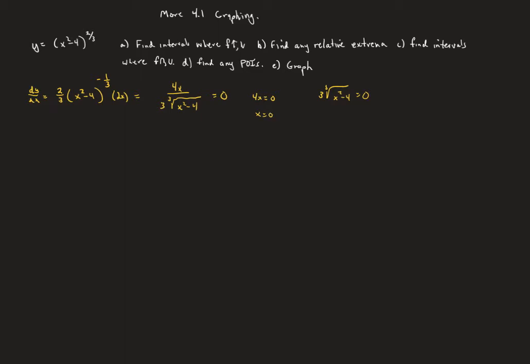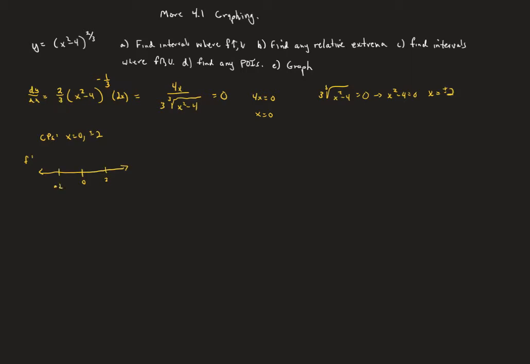So we get 0 as one critical point, and from the denominator, taking the cube root means cubing both sides, we get x squared minus 4 equals 0, so x is positive and negative 2. We have three critical points: 0 and positive and negative 2. So we're going to do a number line for our first derivative, labeled f prime, and put 0, 2, and negative 2 on it.